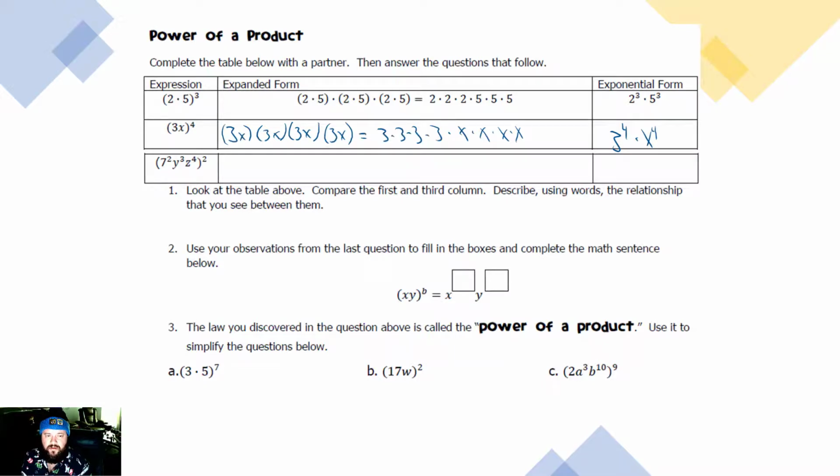Now, for this next one, 7 squared, y cubed, z to the 4th, all raised to the power of 2. Well, we're going to get 7 to the 4th, y to the 6th, and z to the 8th.